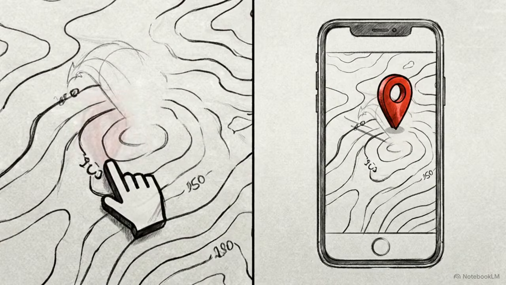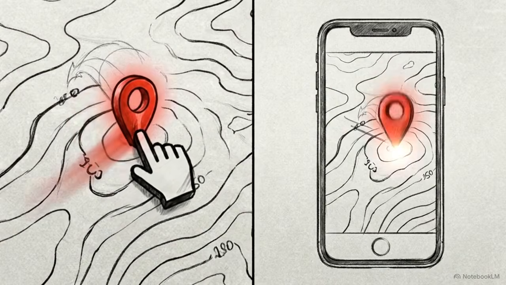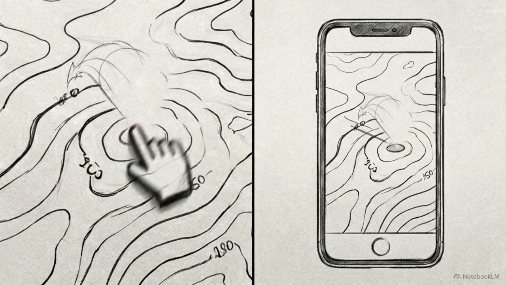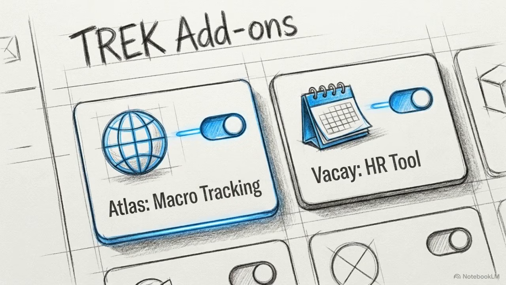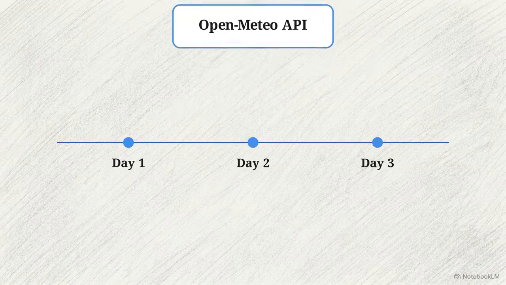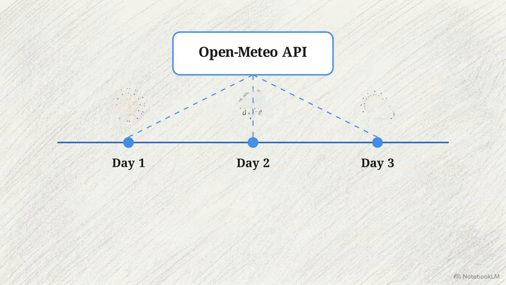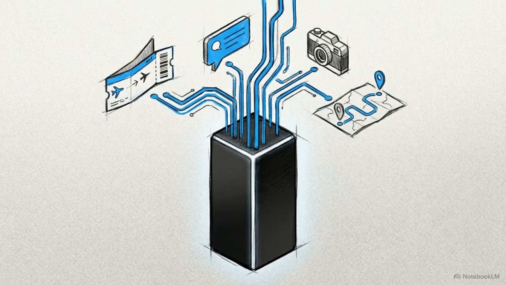Verify the deployment by testing a live update. Moving a destination on your desktop planner results in an instantaneous update on your mobile device. You can now expand the platform's utility by enabling add-ons like Atlas for long-term travel tracking or Vacay for managing time off. For environmental data, consider integrating the Open-Meteo API to pull 16-day weather forecasts directly into your itineraries. Your Trek instance is now a stable, secure environment ready to coordinate complex group logistics.